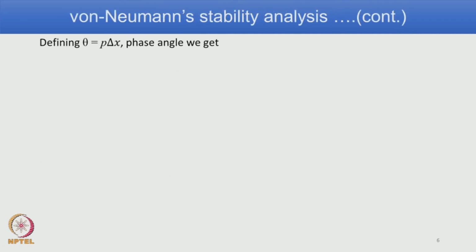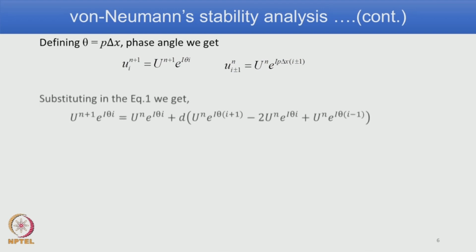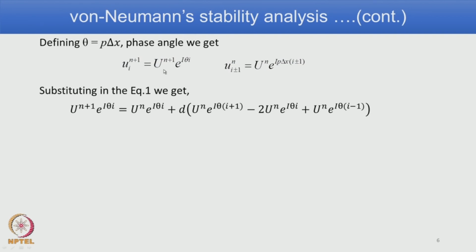So, you also define theta as p times delta x, which is referred to as a phase angle. So, you can rewrite that expression as u of i, n plus 1 equal to u of n plus 1 e power i theta i, similarly for the other terms. Now, we substitute this into the original finite difference equation, which is written for the one dimensional diffusion equation, that is what is shown here. Now, we observe that e power i theta i appears both on the left hand side as well as in terms on the right hand side.